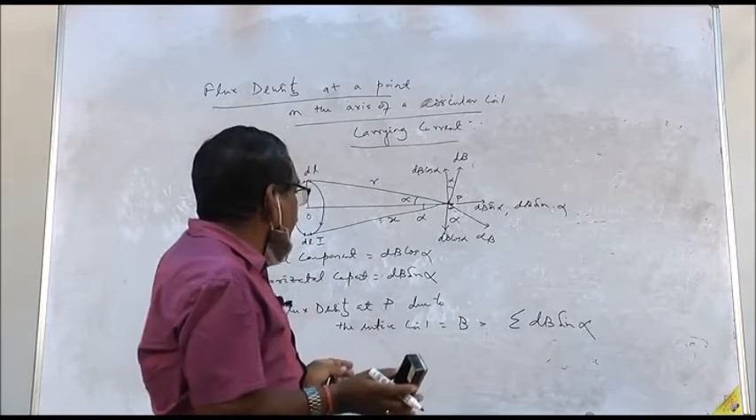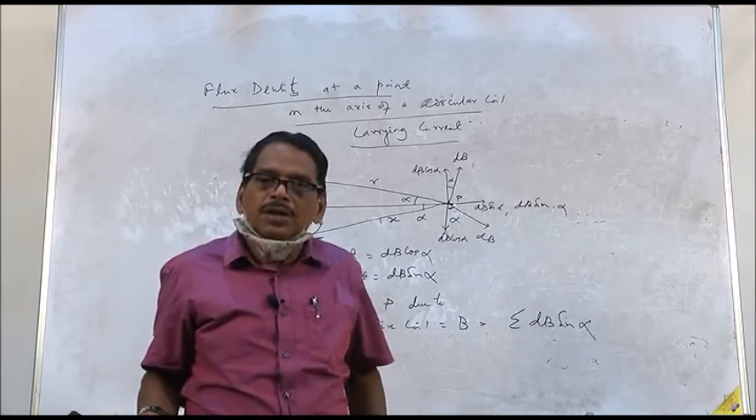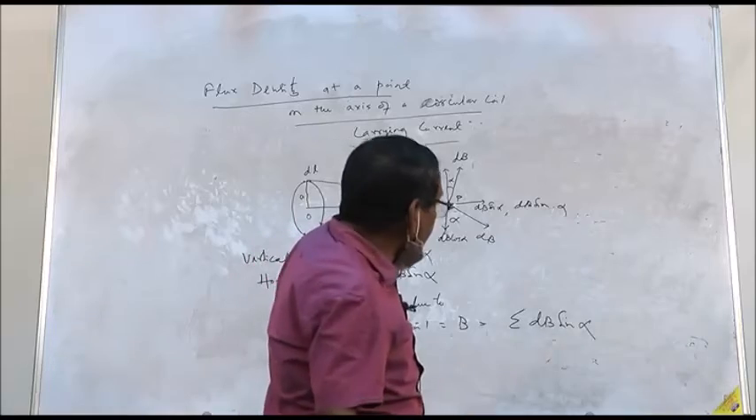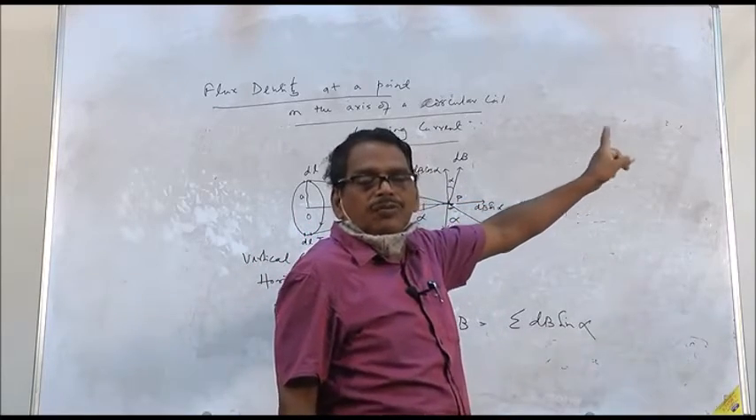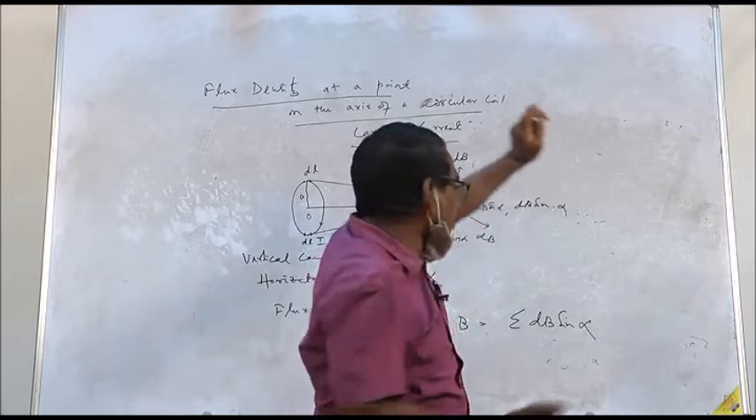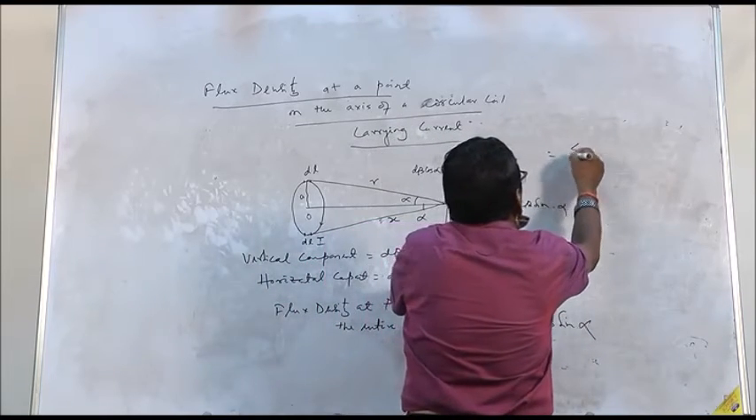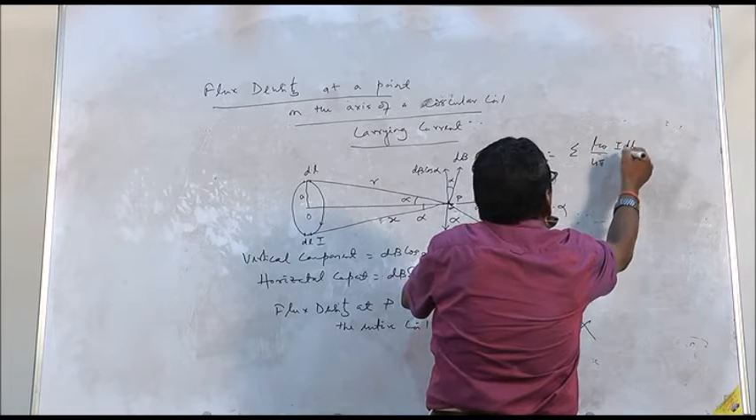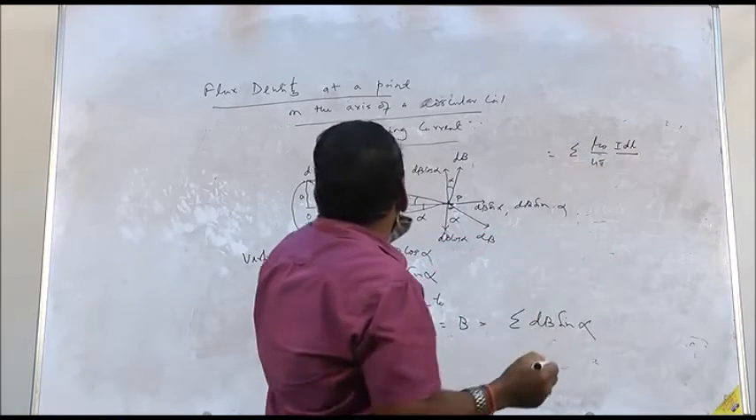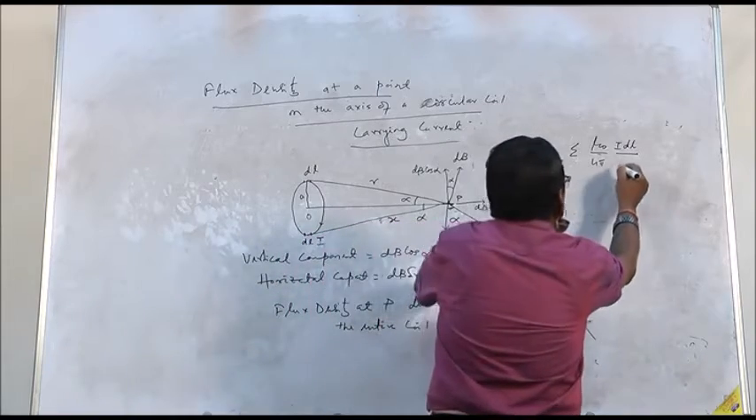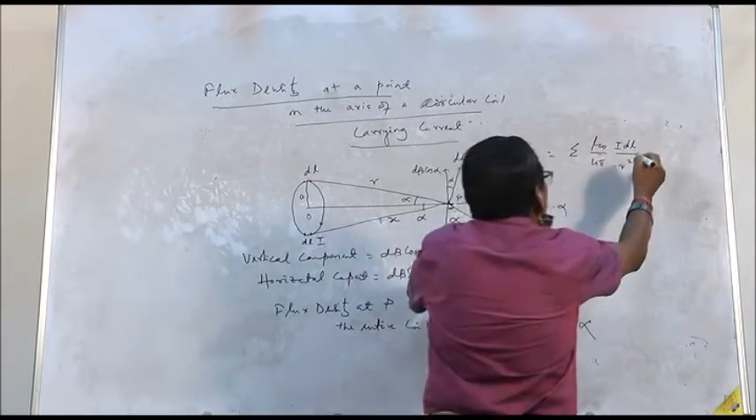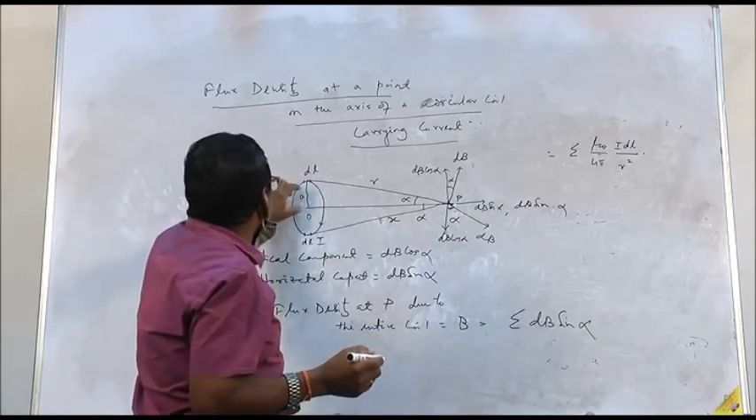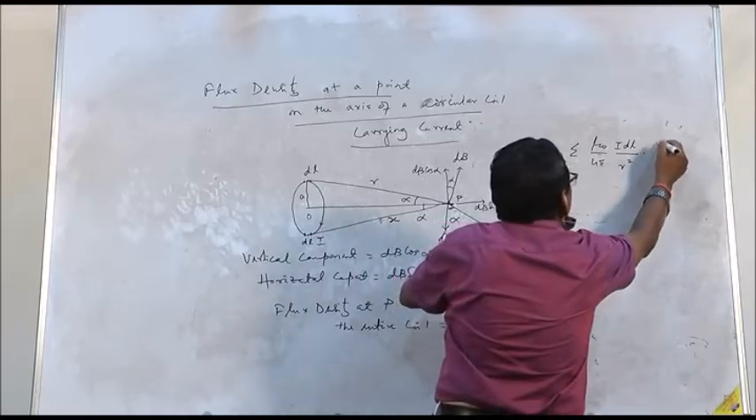Now, you put the value of dB and put the value of sin alpha, and you find out the flux density at a point on the axis of a circular coil carrying current. How? What is dB? We have already found out. dB is equal to mu 0 by 4 pi I dl by r square, so B is the summation of mu 0 by 4 pi I dl by r square into sin alpha. From the diagram, look at sin alpha. What is the value of sin alpha? A by r.